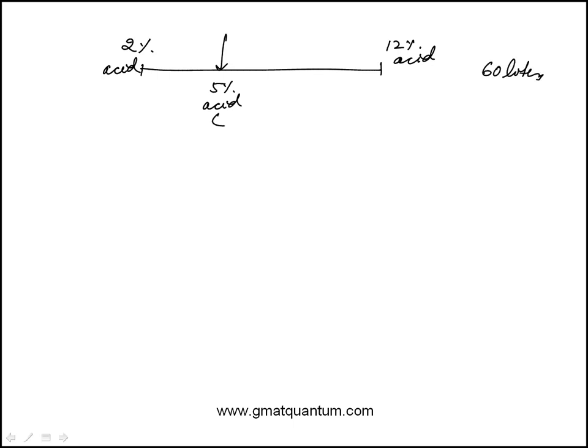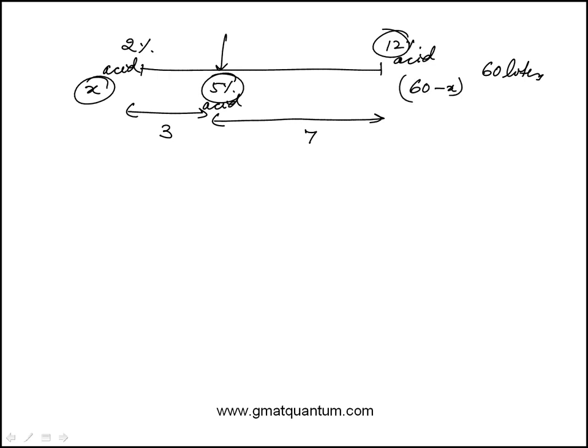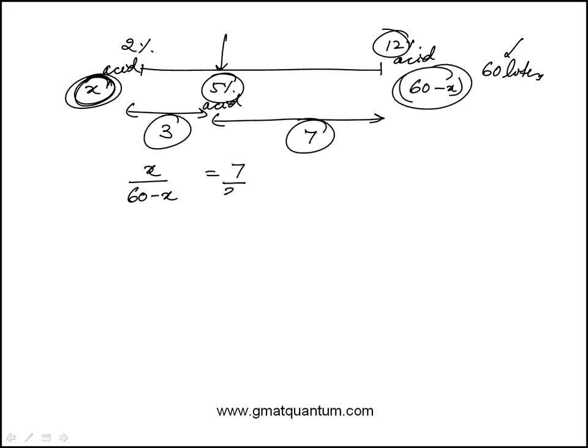So if you look at this distance, that's 7, 12 minus 5, and that is 3. So the ratio of the amounts that we need to add, so this is x liters, this would be 60 minus x, because that's the total. And those ratios would be in the opposite of the lengths, which means x to 60 minus x would be 7 over 3. So that's how all of these problems are set up.